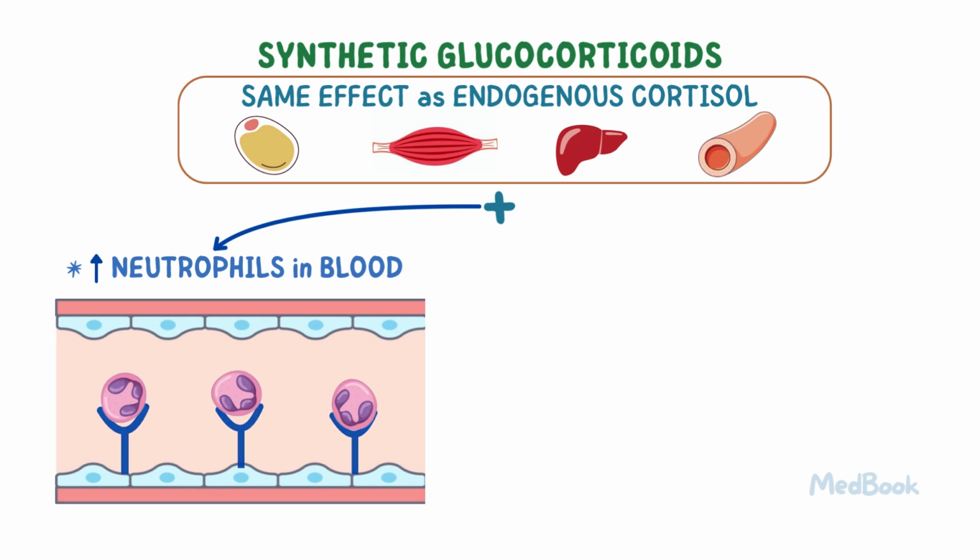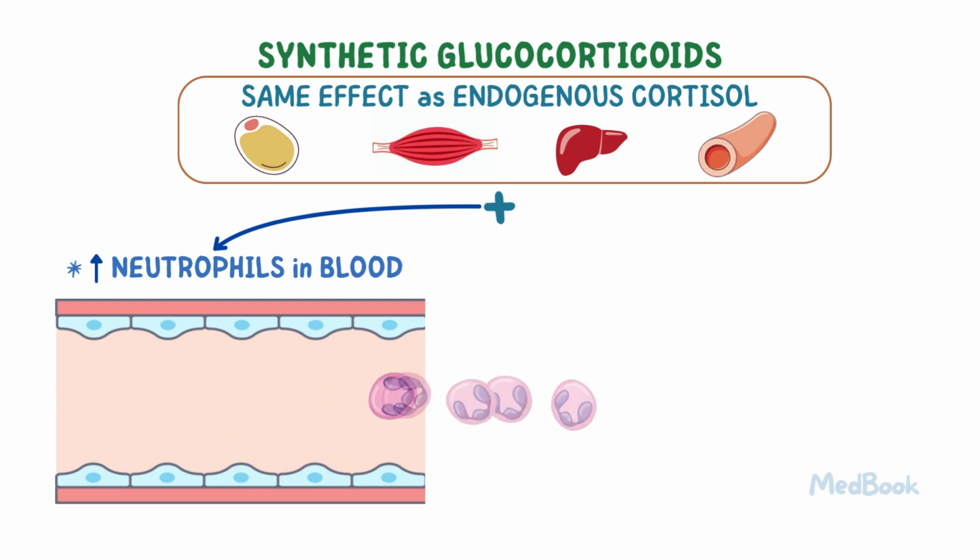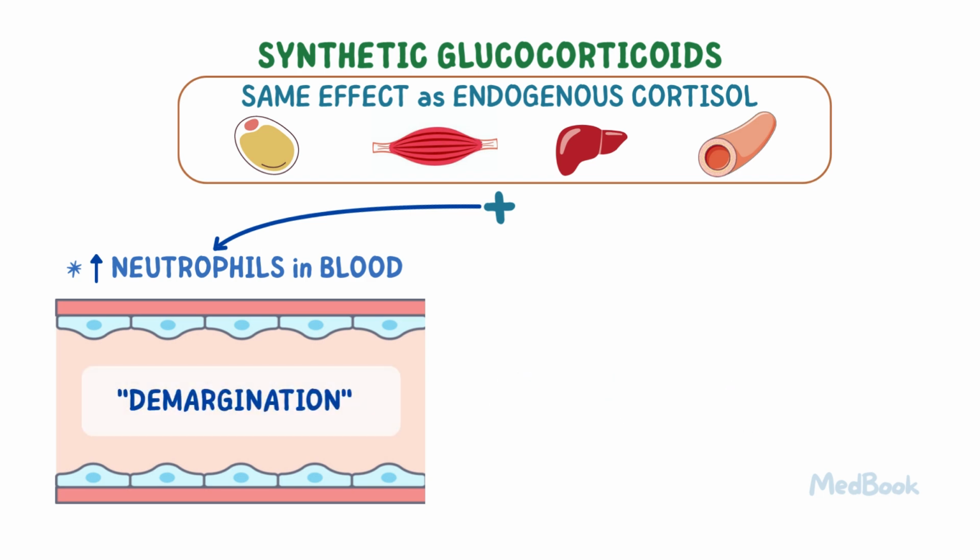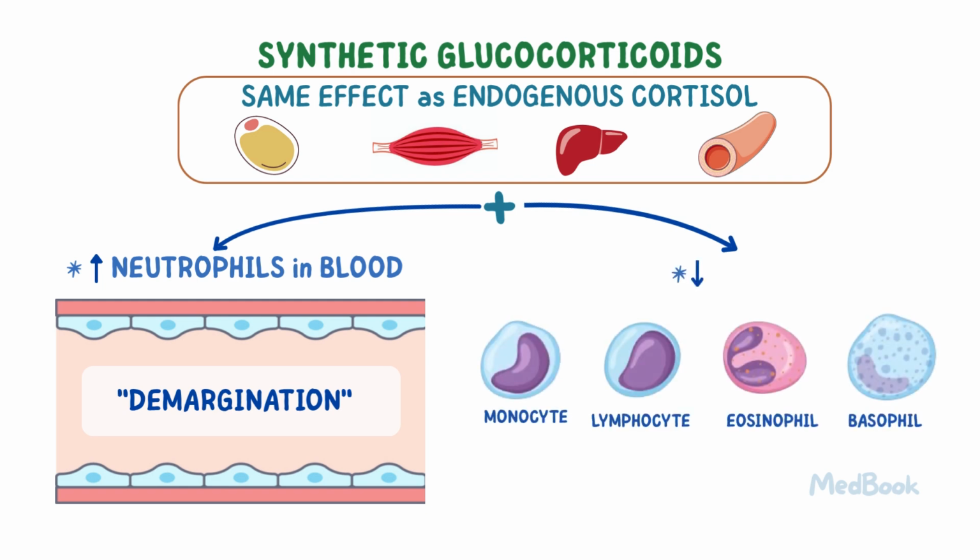Glucocorticoids decrease the production of a protein that enables neutrophils to attach to the endothelial lining of the blood vessel. As a result, neutrophils detach from the endothelial lining and enter the circulation. This process is also known as demargination. At the same time, these medications also decrease lymphocyte, monocyte, basophil, and eosinophil counts.